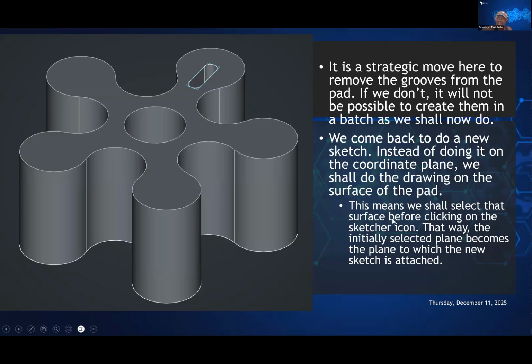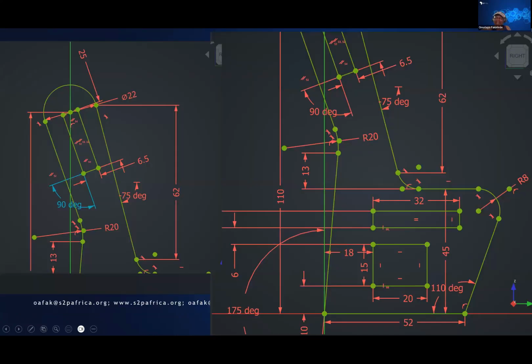This means we shall select the surface before clicking the sketcher icon. So don't ask me, how do you do that? Select the surface first, then select the sketcher icon and assume that the attached surface is the surface you have just chosen. That way, the initially selected plane becomes the plane to which the new sketch is attached. Okay, that is the end of that.